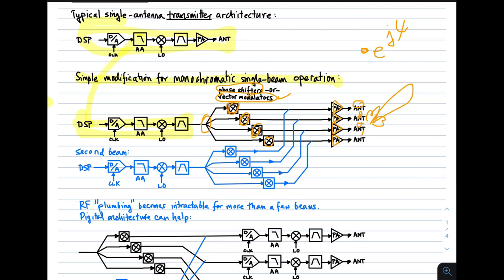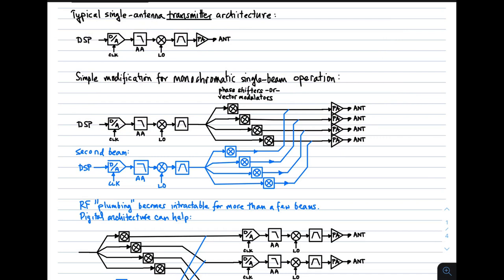You might ask why the power amplifiers are being shown here. Well, that's because the vector modulators may not be tolerant of the additional higher power. And also, there's often an advantage in dividing the total power output of a system across several power amplifiers. So for those two reasons, this is often the case. It's relatively rare to have a power amplifier followed by the phase shifters. Now, what happens if you want to add a second beam?